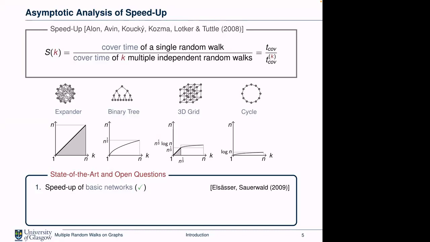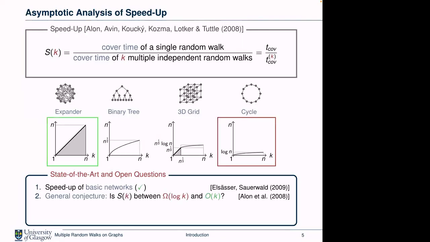And for the 3D grid, you can have kind of two behaviors. So if k is up to n to the one third, then you get linear speed up. And above that, you get this kind of logarithmic speed up like you have in the cycle. So there's a few factors at play here which influence the speed up. It's not a trivial question. So for most basic networks, i.e. your favorite graphs that have names, like the ones above and others, this speed up is known.